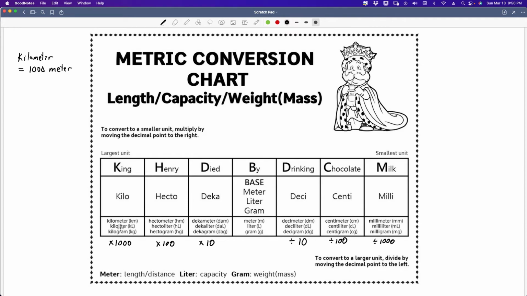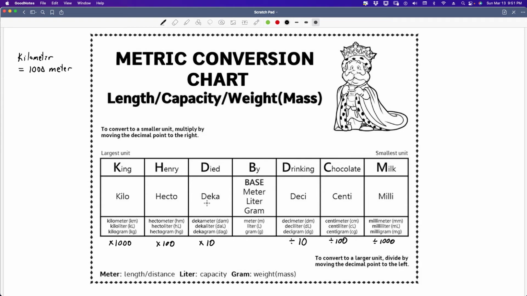So a kiloliter is going to be 1,000 liters. A hectoliter is going to be 100 liters. A decaliter is going to be 10 liters. A kilogram is 1,000 grams. A hectogram is 100 grams. And a decagram is 10 grams. See how that works?